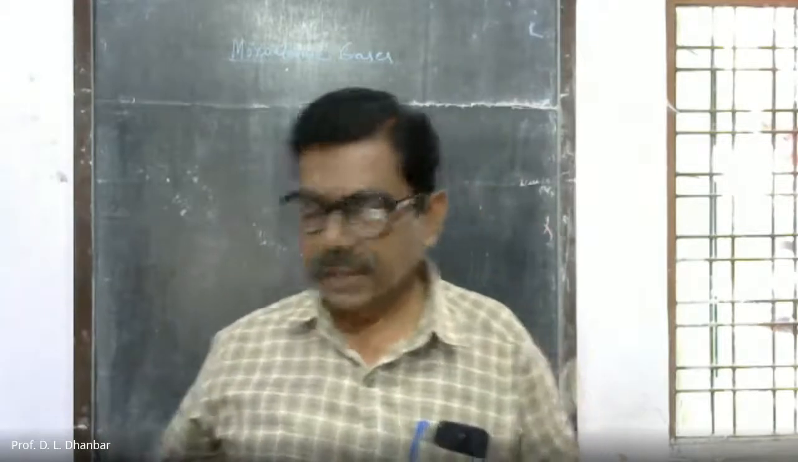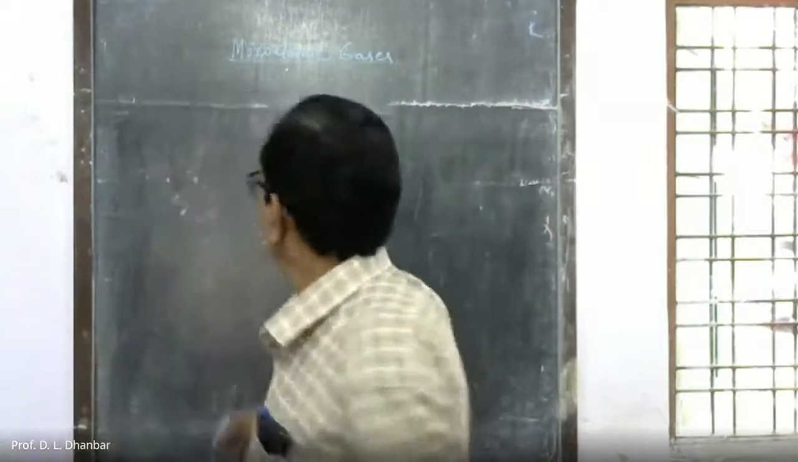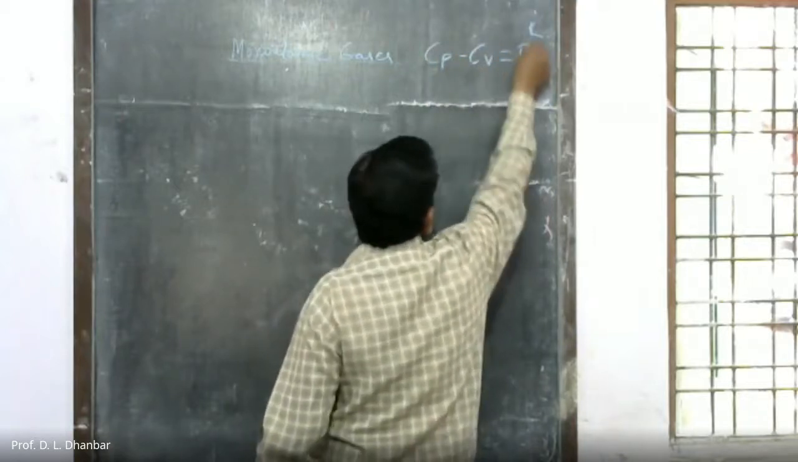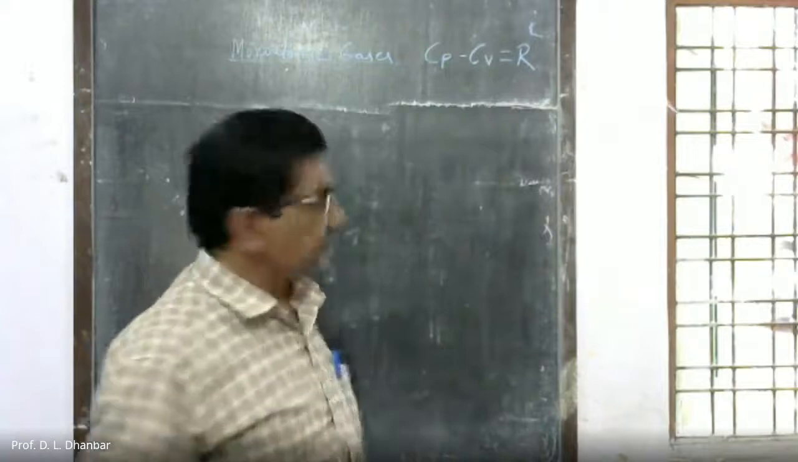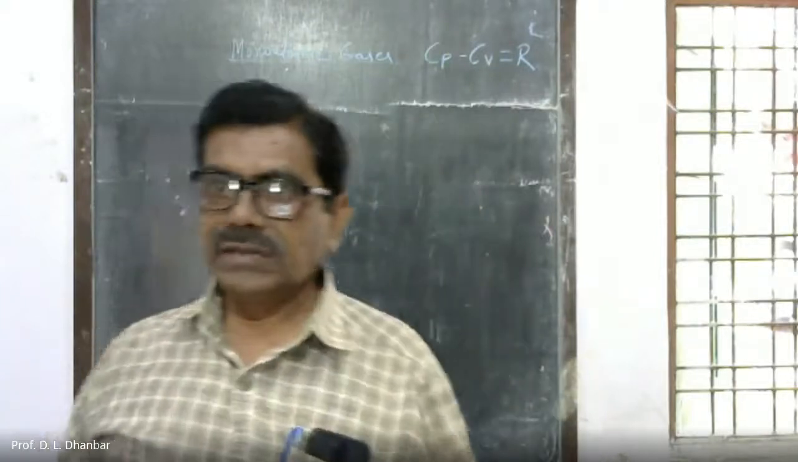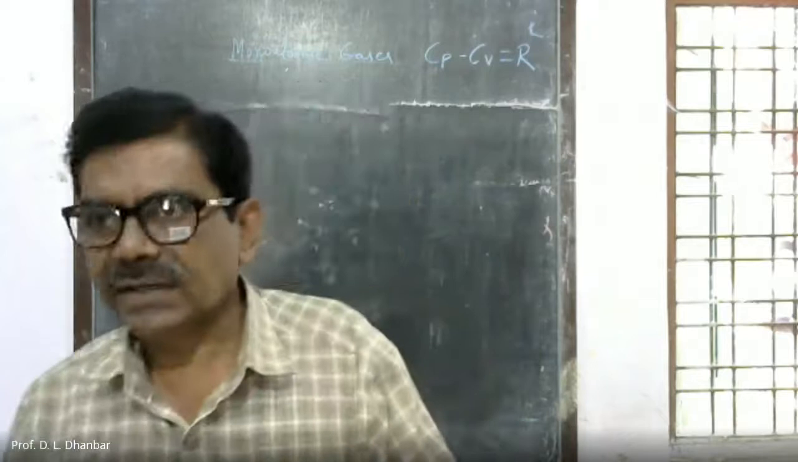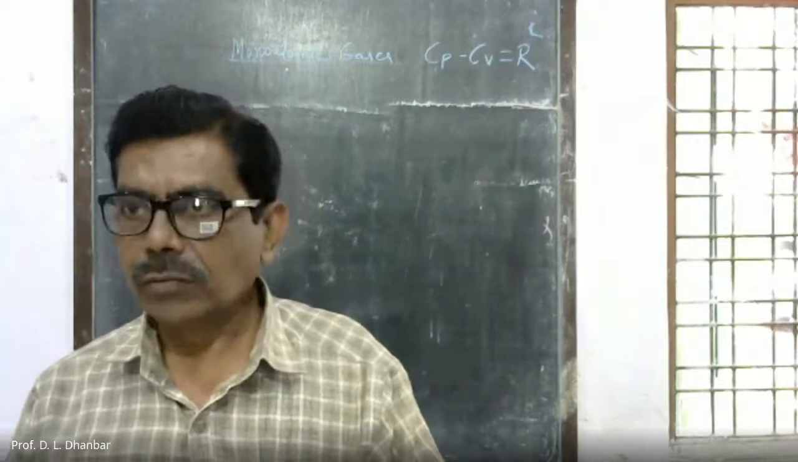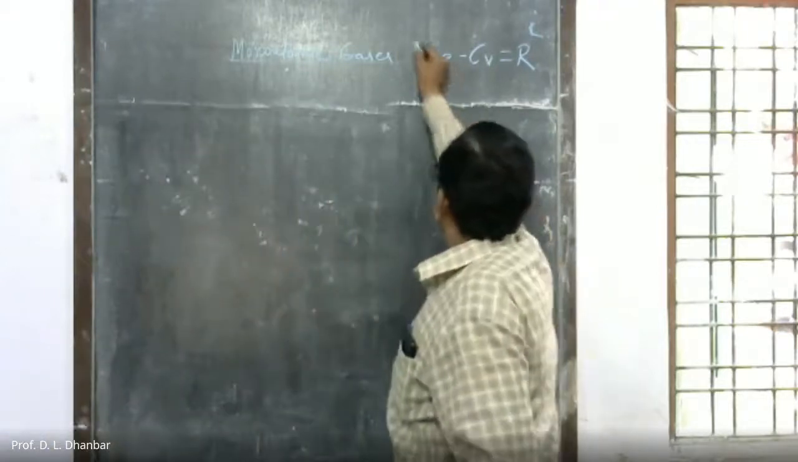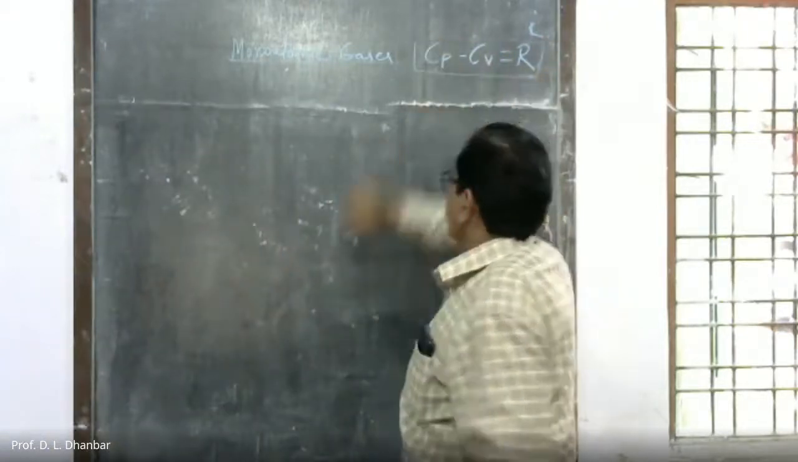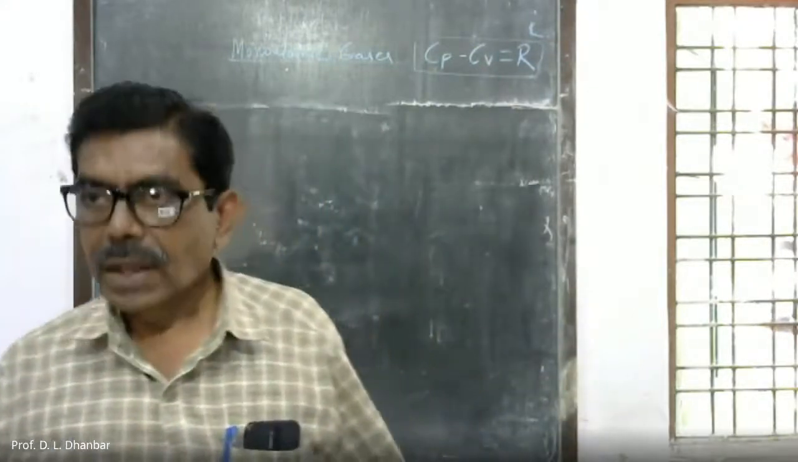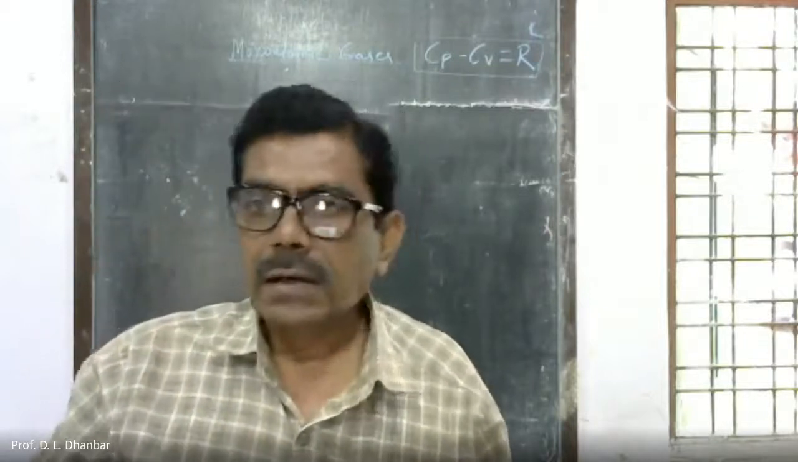Last time we had seen Mayer's relation, which is given by Cp minus Cv is equal to R, where Cp is the specific heat of the gas at constant pressure, Cv is the specific heat of the gas at constant volume, and R is a constant. This is Mayer's relation that we had seen last time.